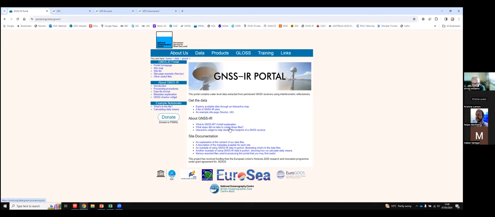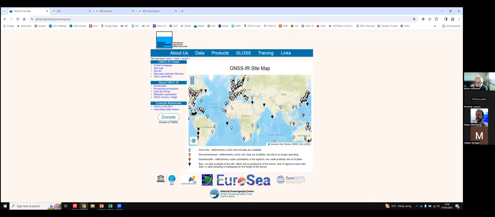So I'll go straight to the map. This is the map of GNSS-IR sites around the world. Most of the sites are in white. They're good sites generally. The reflectometry works well and data are available. Most, if not all of the sites on here, you can get from the different archives that Christine talked about and that the software can access. There are ones in yellow, which are sites that have been decommissioned, but they did work well when they were operating. And we've got two others, a red and a black in this case.